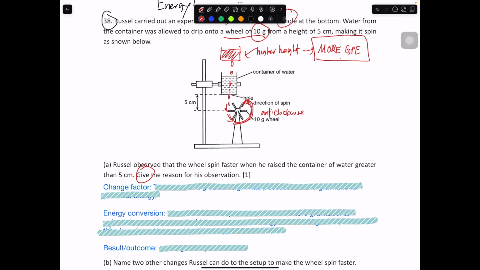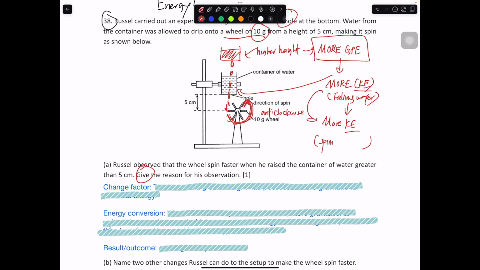So more GPE, right, it will convert to what? More KE in the falling water. Okay, more KE in the falling water. The object will be the falling water. Okay, more KE in the falling water can be then transferred to the wheel. Okay, more KE transfer. Okay, why we use transfer? Because it's the same type of energy. So more KE is transferred to the spinning wheel.